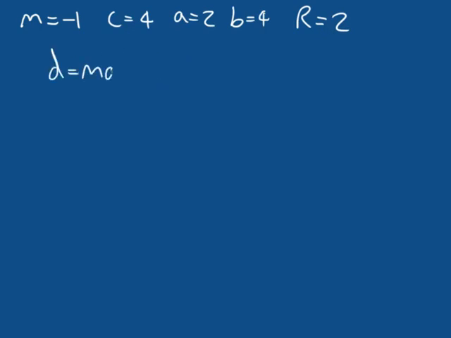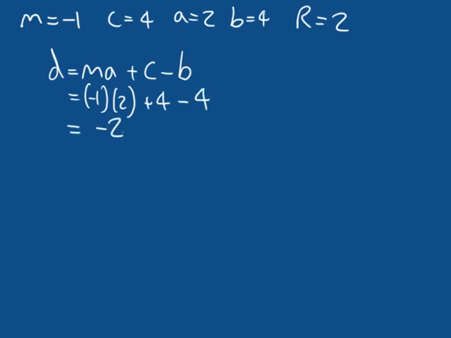And let's start out again by recalling that m was equal to minus 1, c was equal to 4, a was equal to 2, b was equal to 4, r was equal to 2. So the first thing we need to do, we need to calculate d. Well, we know that d is equal to ma plus c minus b, which is equal to minus 1 times 2 plus 4 minus 4. So d in this case is going to be equal to minus 2. We can see that the plus and minus 4 cancel each other. So d is equal to minus 2.